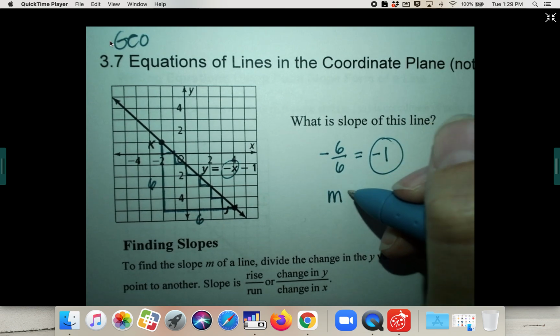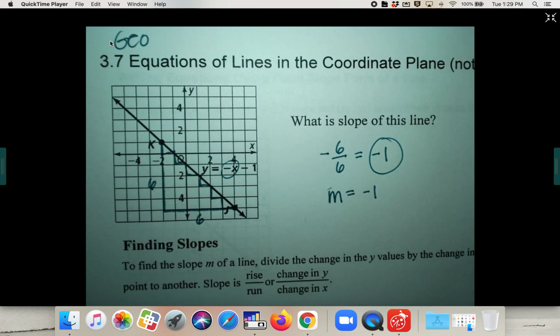And don't forget that the slope is represented by m. We use the letter m. So the slope is negative 1, and we write it as m.